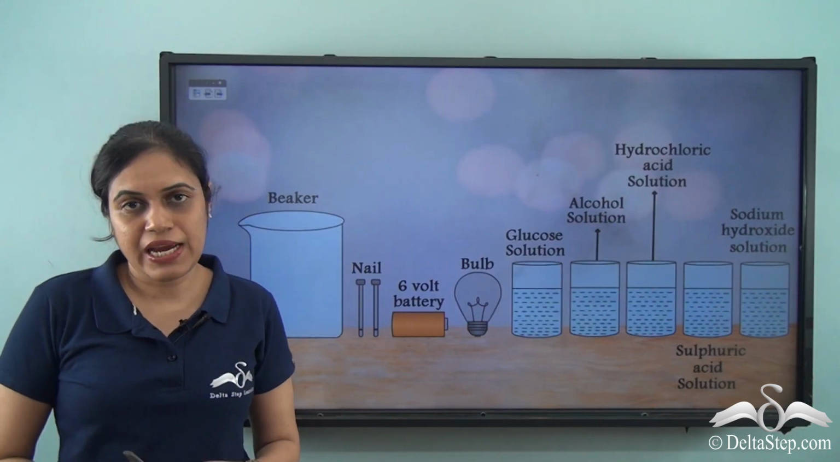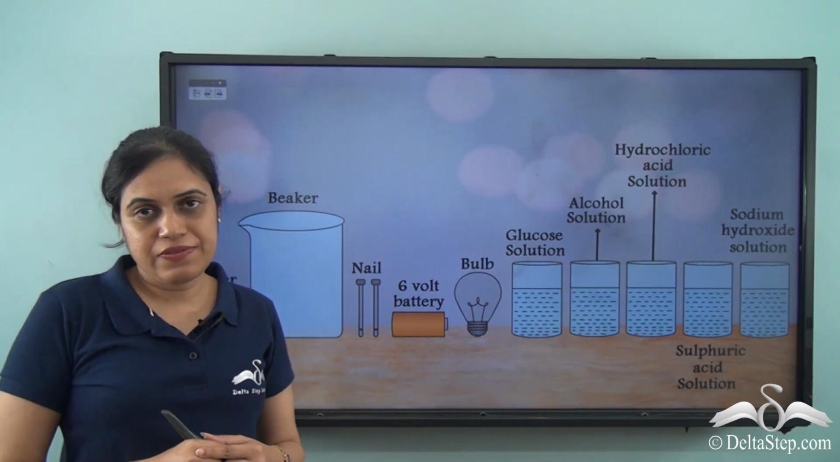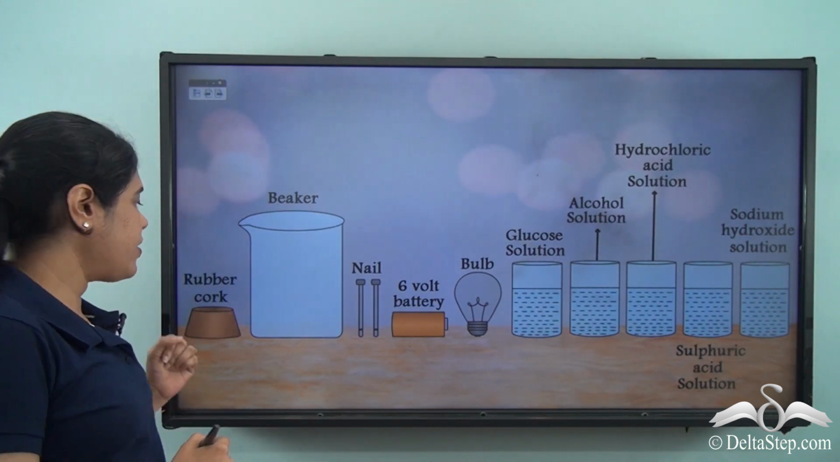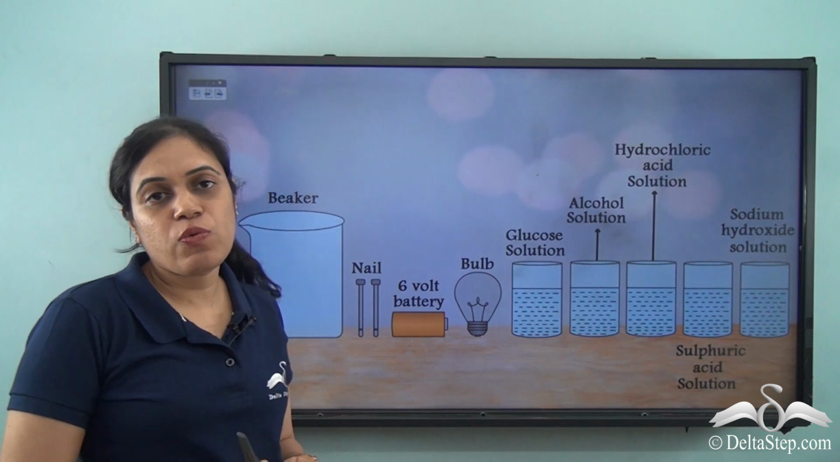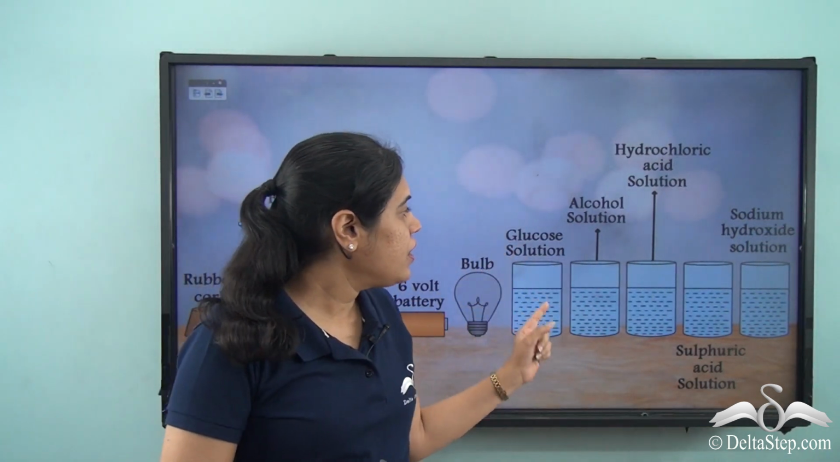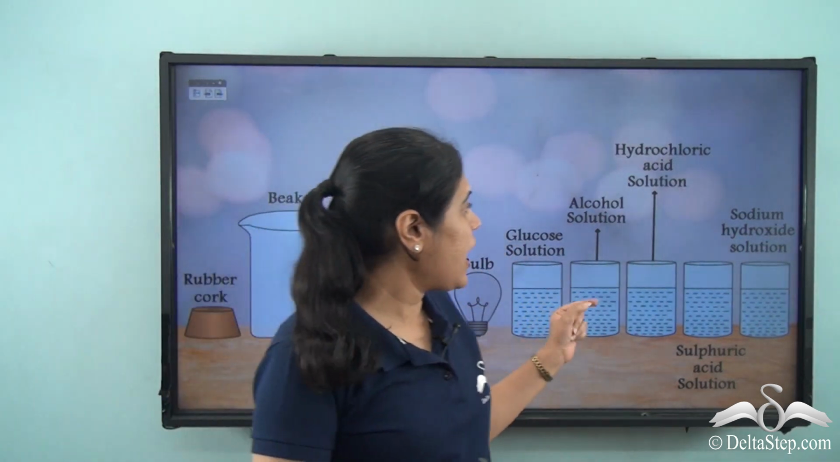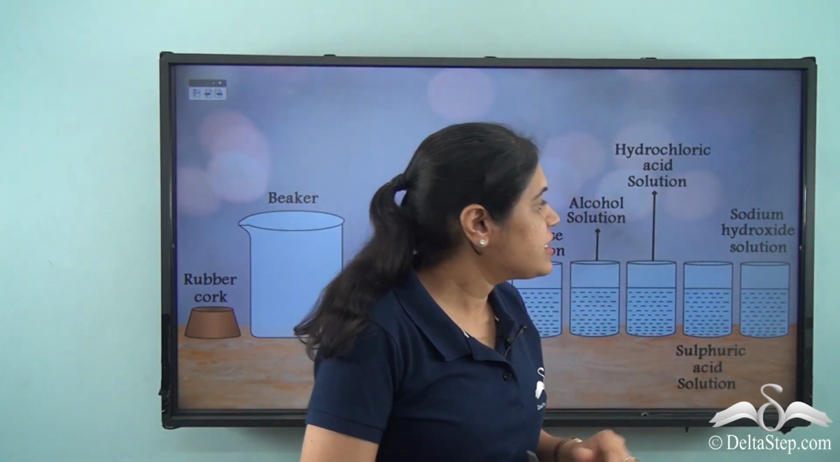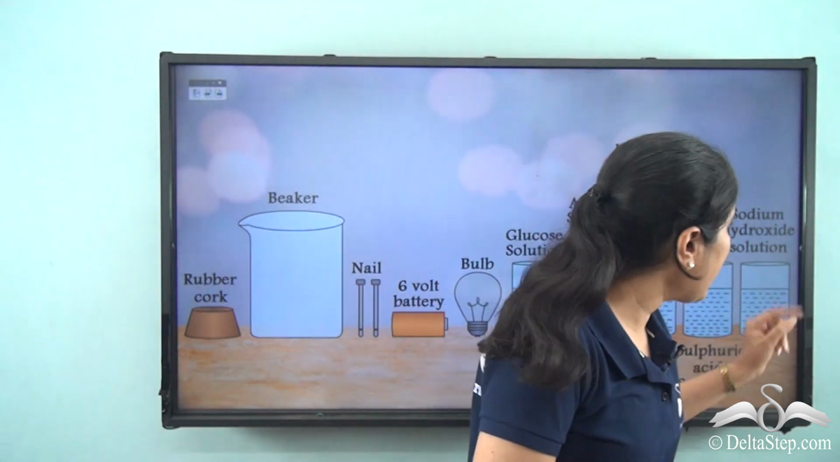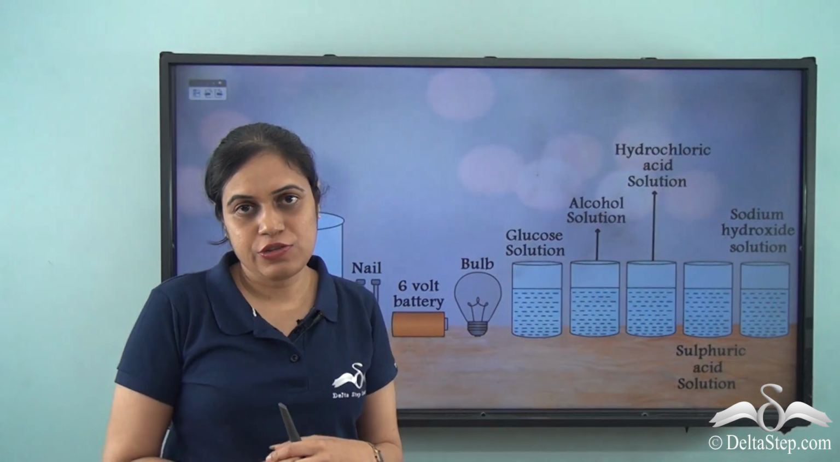Let us perform an activity now. For this activity, we would require a rubber cork, beaker, 2 nails, 6-volt battery, bulb, glucose solution, alcohol solution, hydrochloric acid solution, sulfuric acid solution and sodium hydroxide solution.